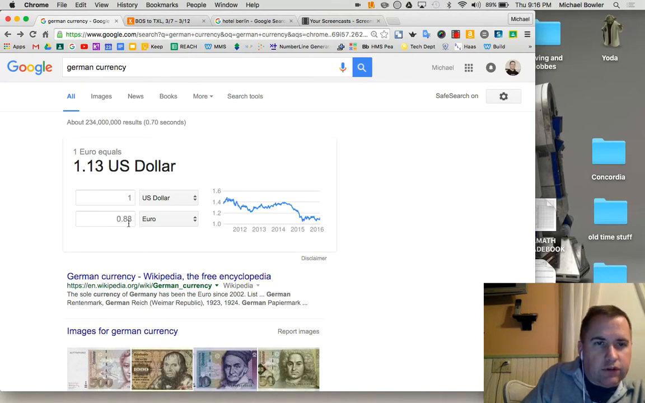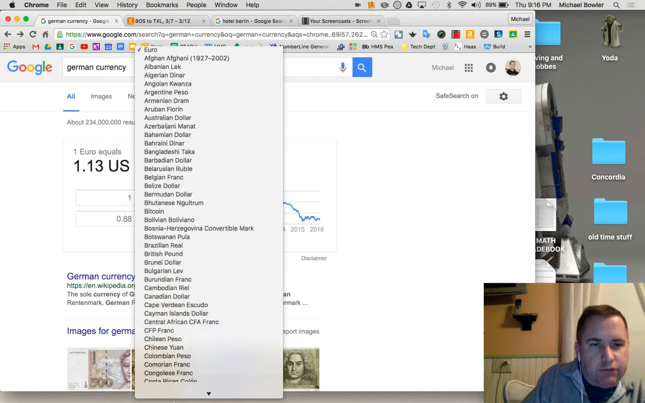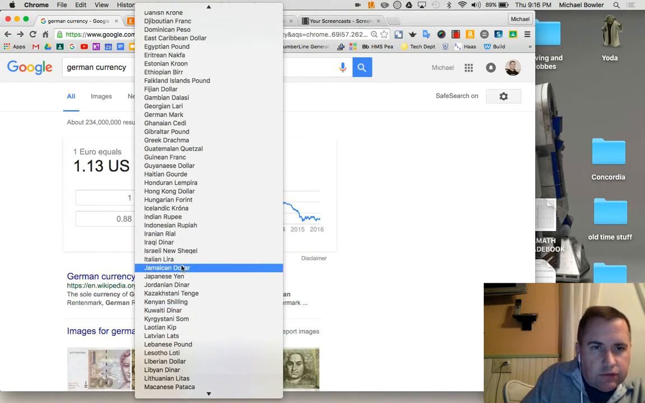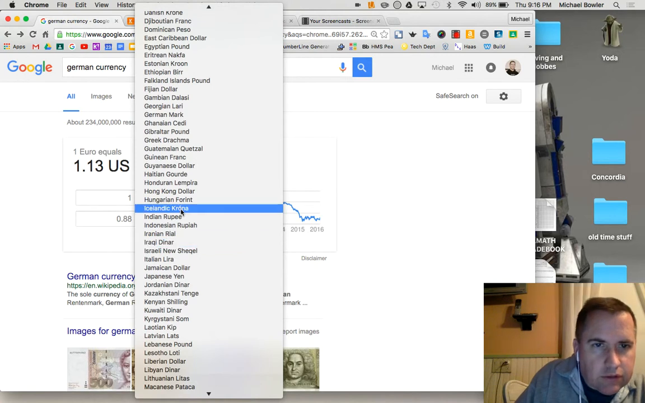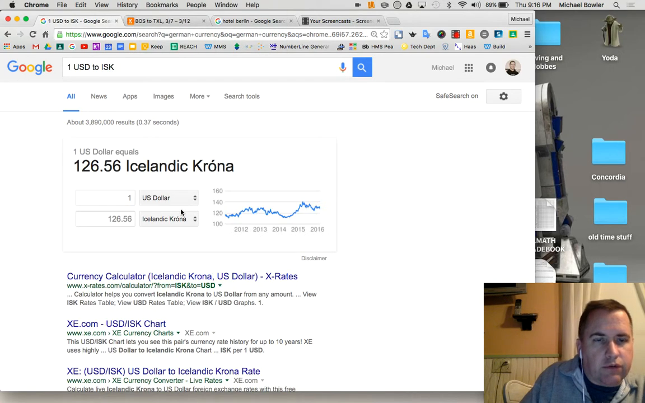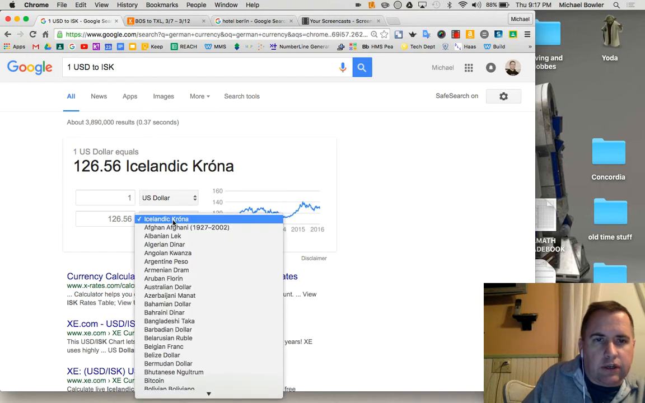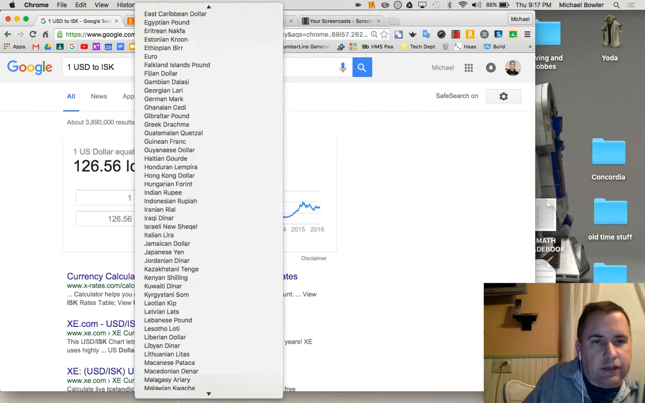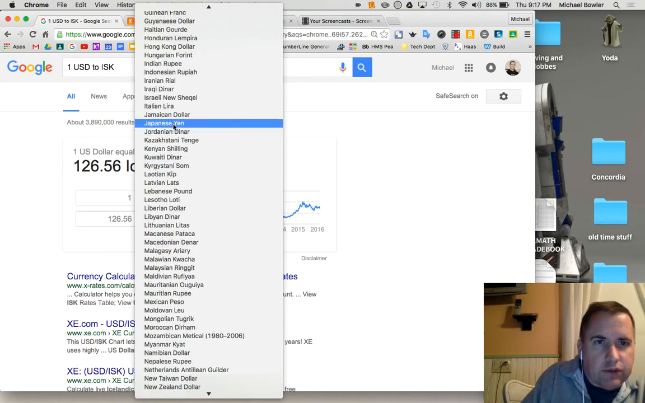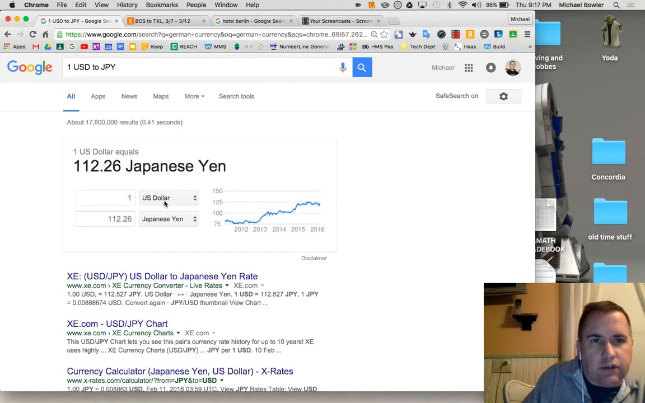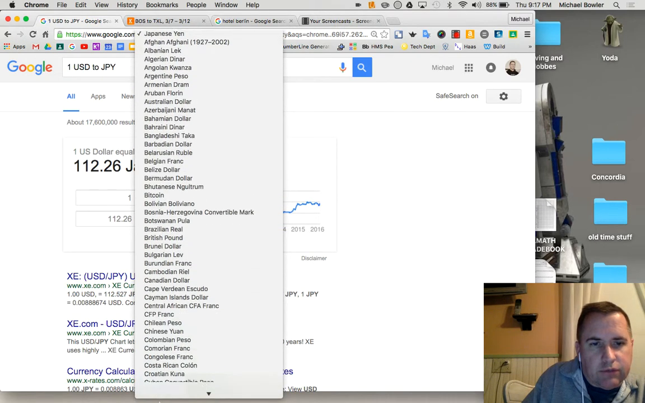Back here on this website from Google, there it is. $1 is worth 0.88 euros. If you have other currency, for example, I had mentioned the Icelandic krona, well, it's right here, and that is worth 126.56 krona per dollar. Again, don't think, oh my gosh, that's so much money. No, it's what $1 is worth. It's just that the krona is their major currency. In Japan, they use what's called the yen. I know that's not in Europe, but it's 112.